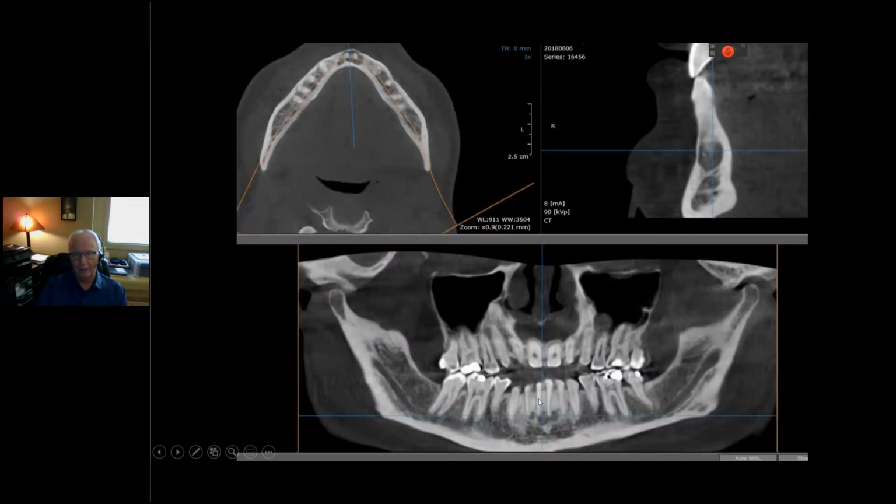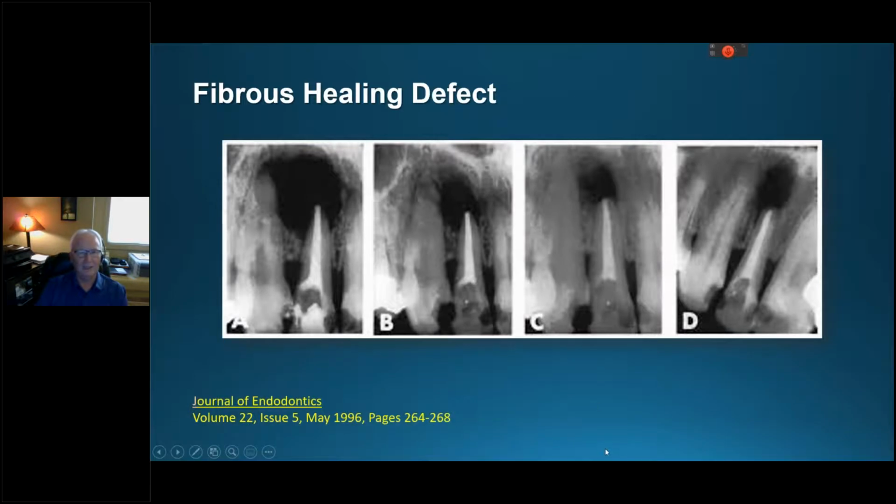There would be cases that I've seen in the past where if they first saw these three lesions, they went in and did root canals that were unnecessary. The fibrous healing defect, I took this one out of the Journal of Endodontics, and you can see that root canal procedures have been done, but possibly they went in to clean that area out again, and what they've got left is a surgical scar.